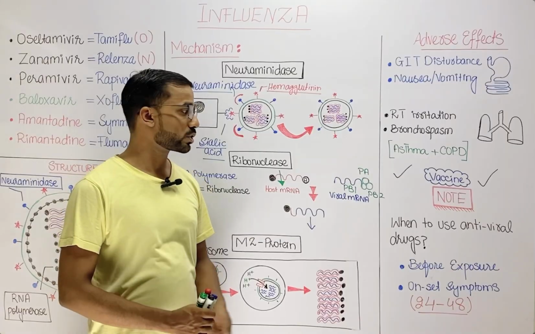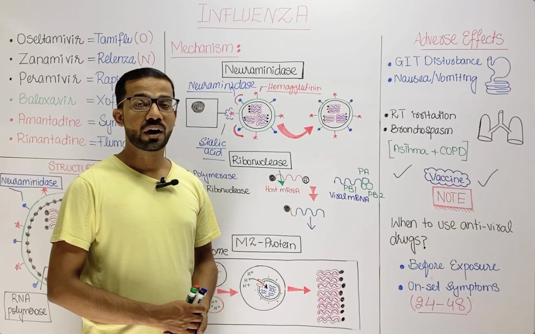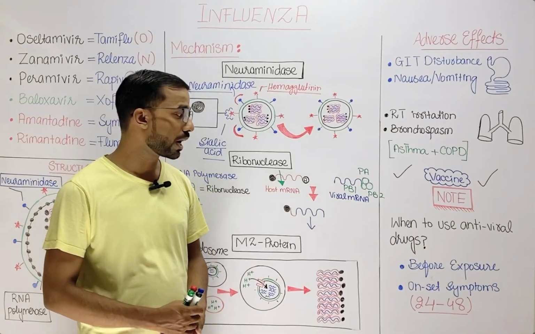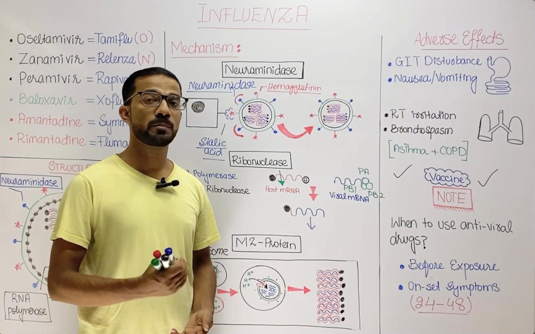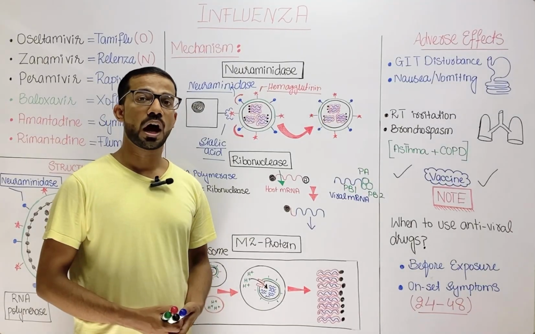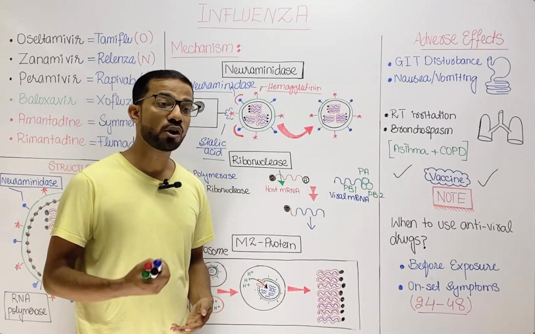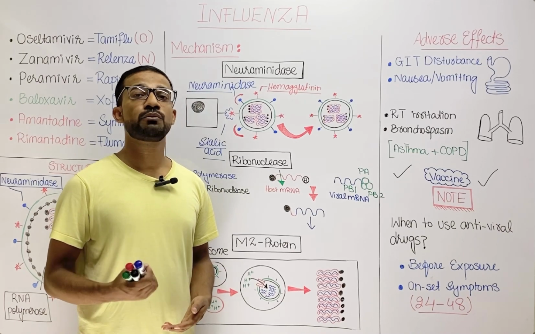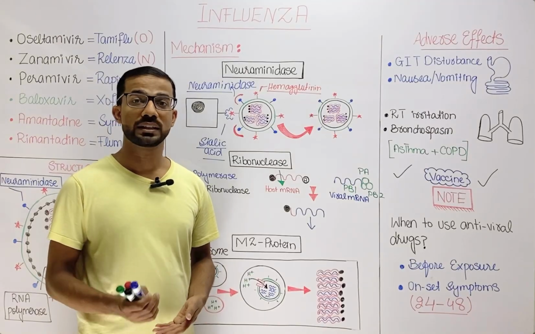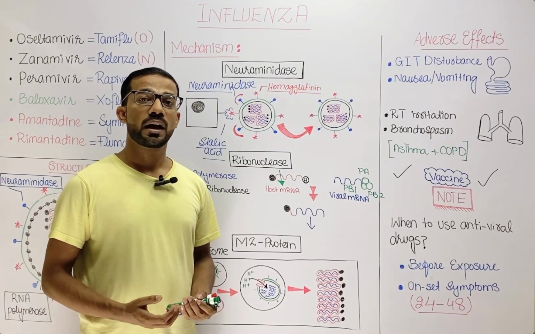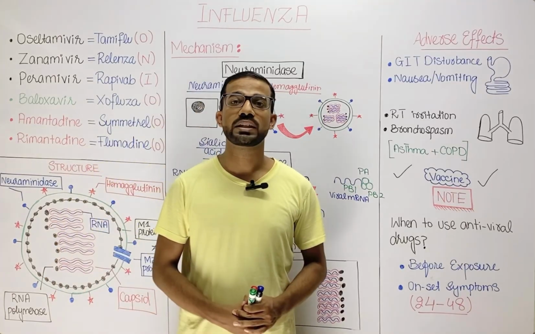Next, most important question, when to use antiviral drugs? We have to use the antiviral drugs, like drugs used for influenza, before exposure to the influenza virus. That is the most important, because it prevents the spreading of the influenza virus. And second, after the onset. After the onset you have to take it within 24 to 48 hours to prevent the spreading of the influenza virus to other cells, and in that case you can see reduced severity and duration of the influenza. So this is all about the influenza virus drugs.